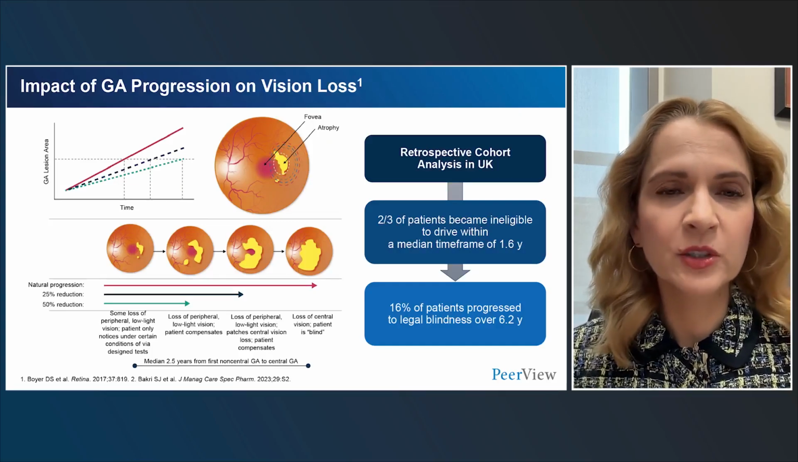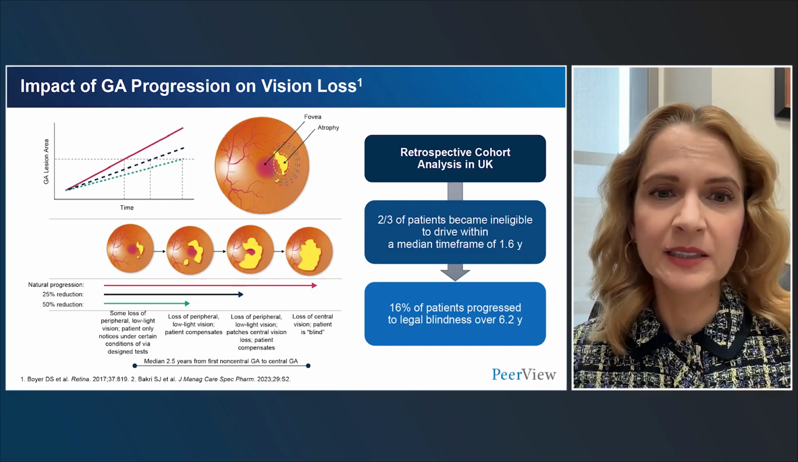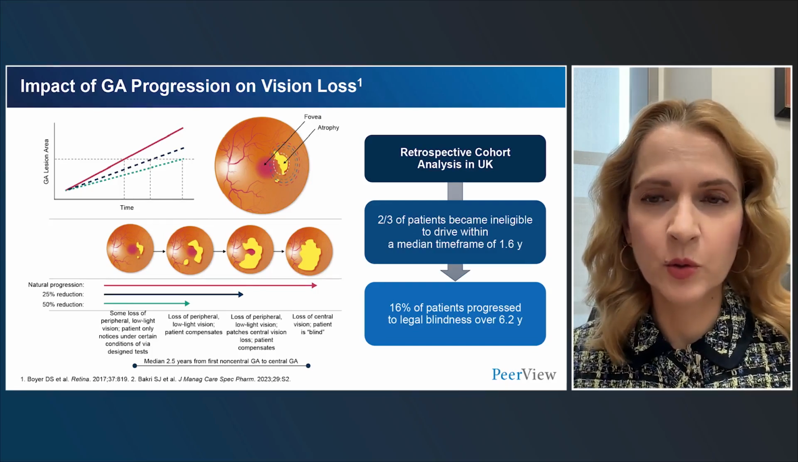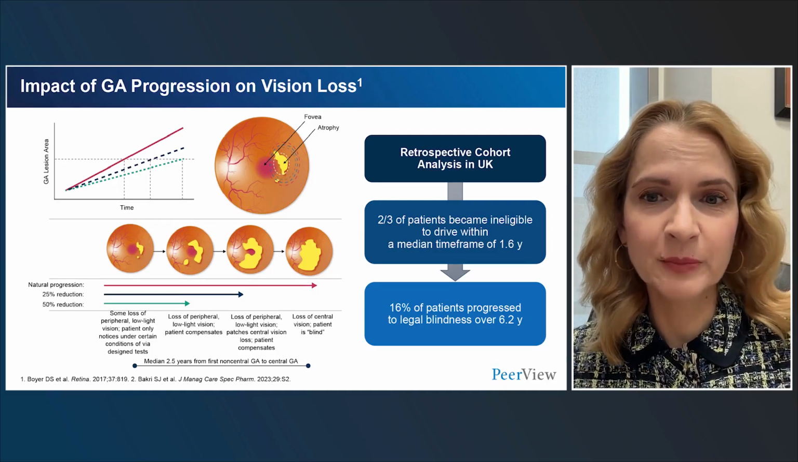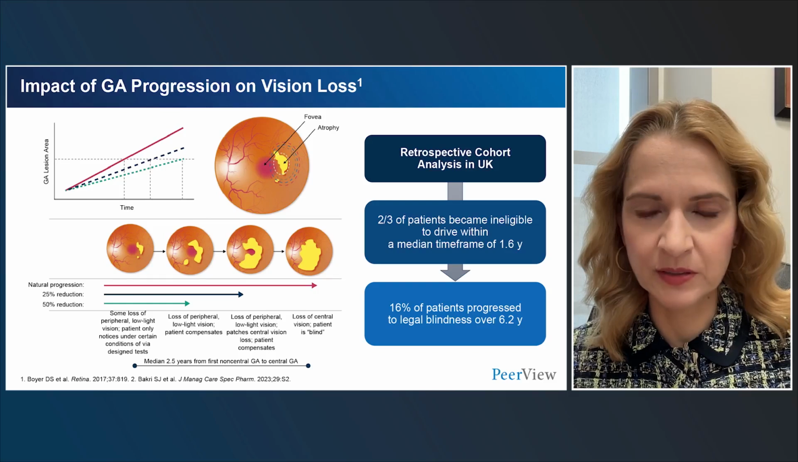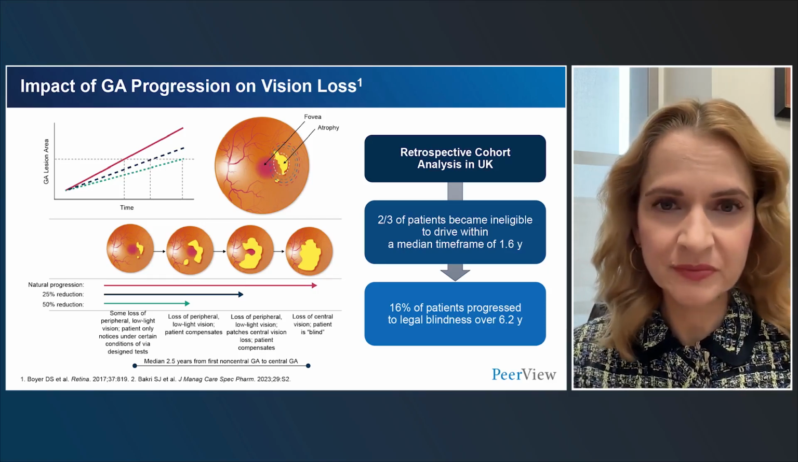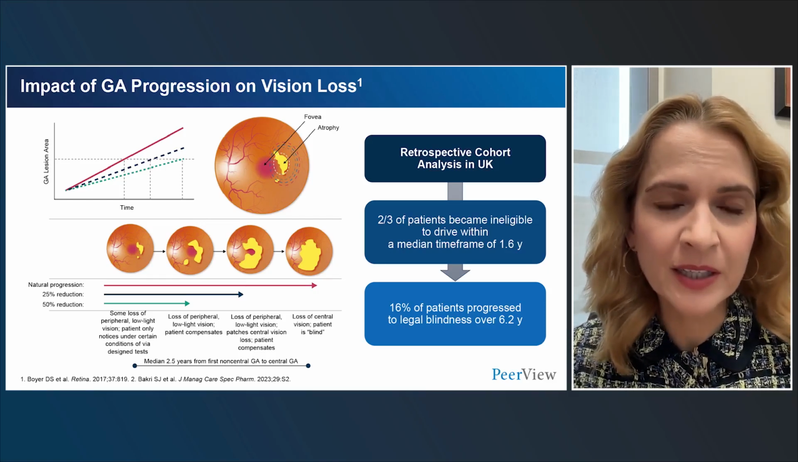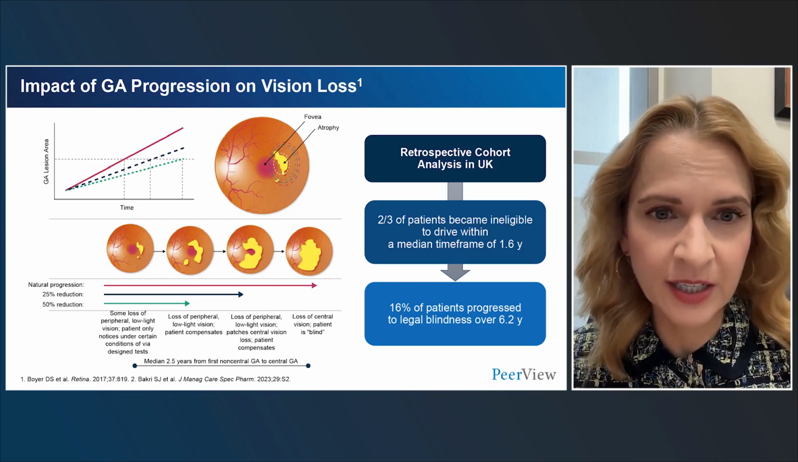The impact of geographic atrophy progression on vision loss is dramatic. This is a study of a retrospective cohort in the UK that showed that 2/3 of the patients became ineligible to drive within a median time frame of 1.6 years. 16% of individuals progressed to legal blindness over 6.2 years. And you can see in this diagram the progression of this disease to involve the foveal area over time.